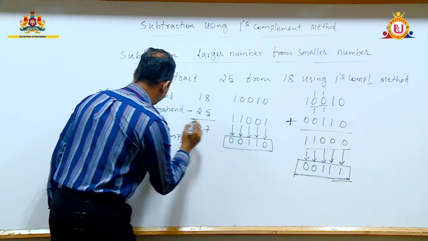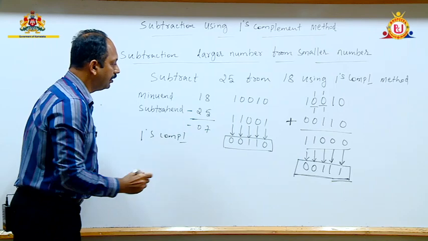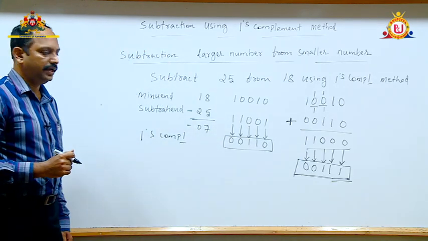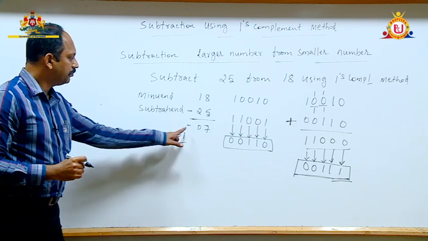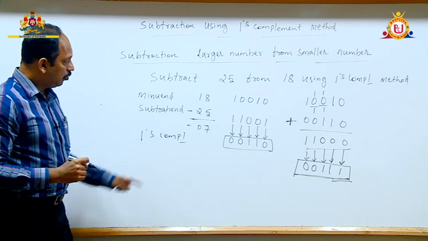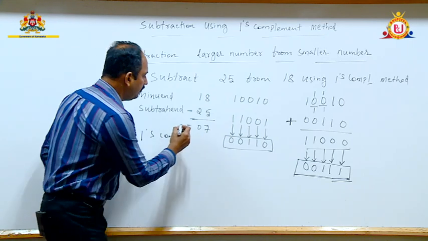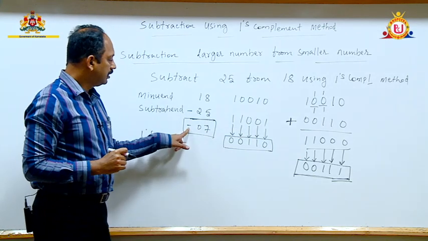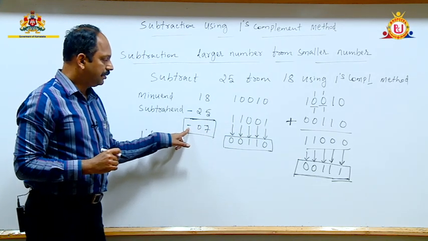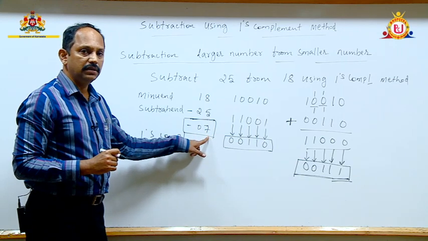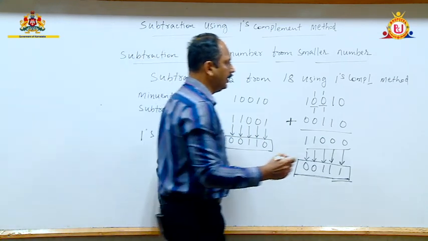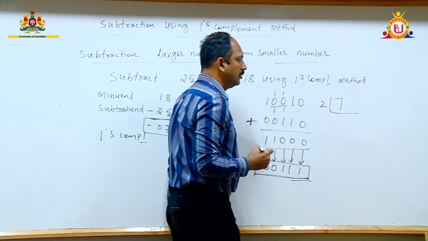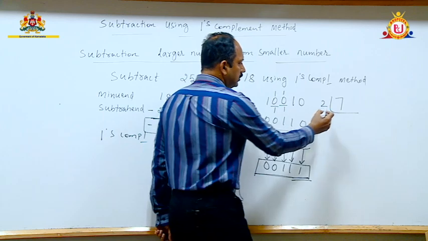So the answer we get is 7. 7 is the answer, 18 minus 25, that is minus 7. Now what is the binary equivalent of this minus 7? Let us exempt the negative symbol and just calculate the binary equivalent of the value 7.